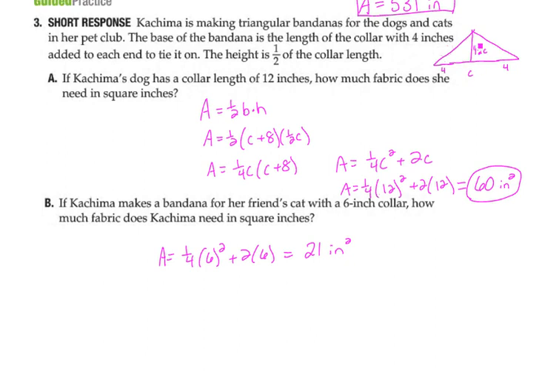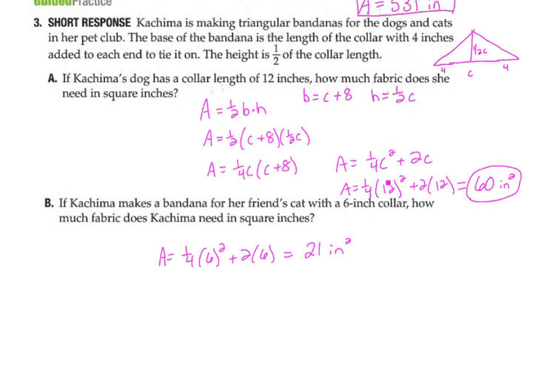So we know that the area of a triangle is 1/2 base times height. Our base is the collar plus 4 on each side. So I said that our base is c plus 8. Maybe I should put that up here so we understand that. Our base is the collar plus 4 inches on each side. Our height, they said, was 1/2 of the collar. So that's why I plugged in that 1/2. I went ahead and combined the 1/2 c times the 1/2. So I got 1/4 c times the c plus 8. And then I distributed that through.